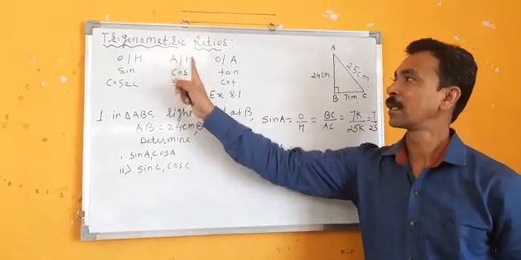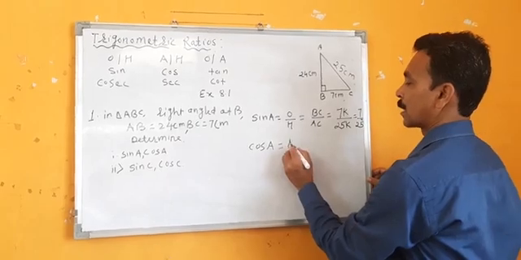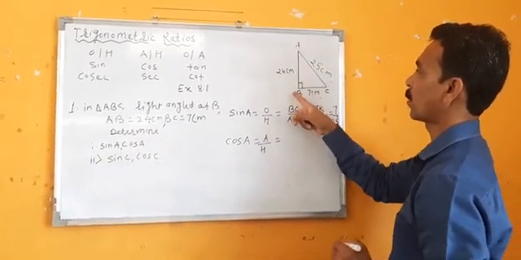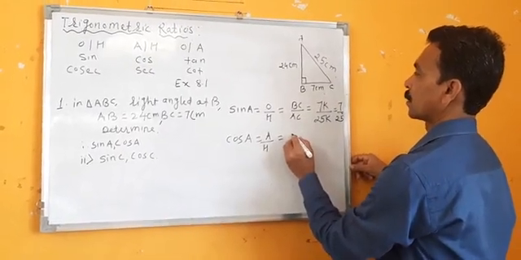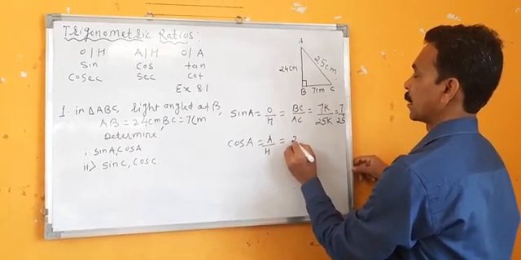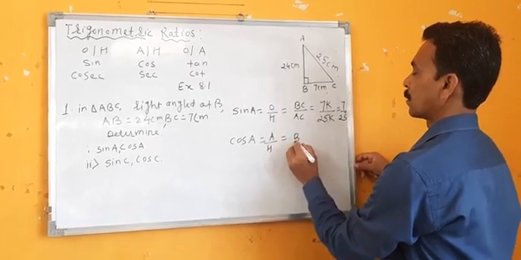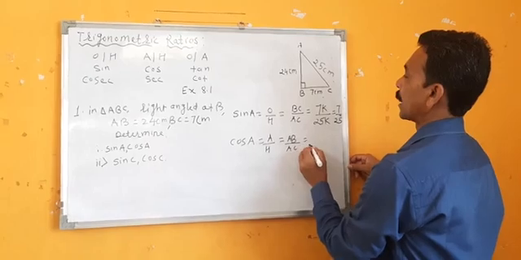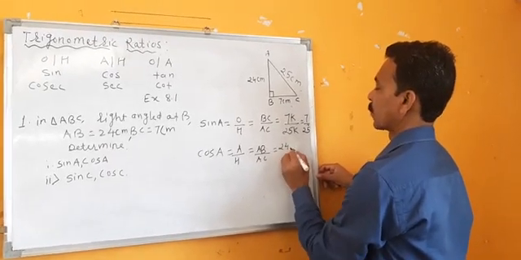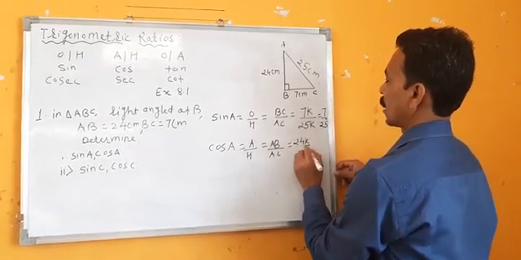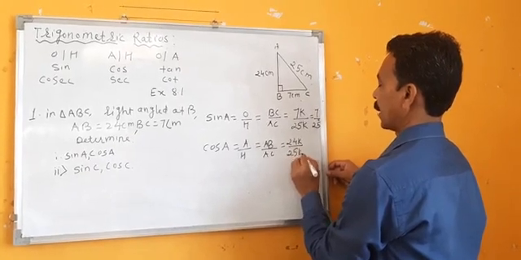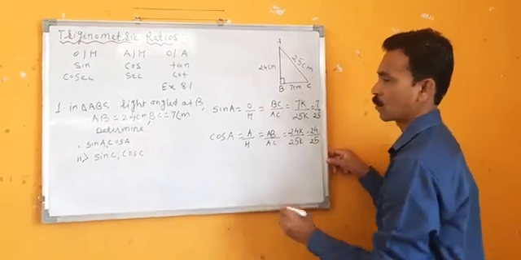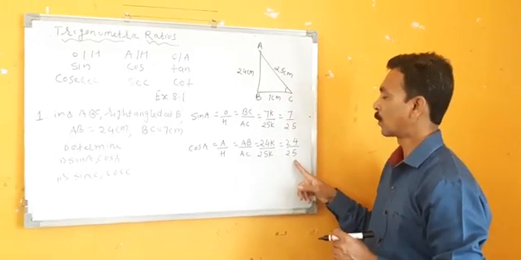Now cos A. Cos is what? Adjacent upon hypotenuse. What is the adjacent side of cos A? Right? That is AB upon AC. AB is what? 24K upon 25K. K gets cancelled. It is 24 upon 25.